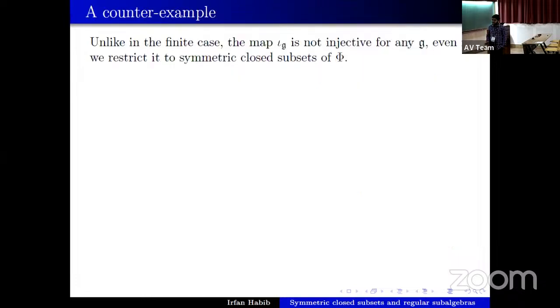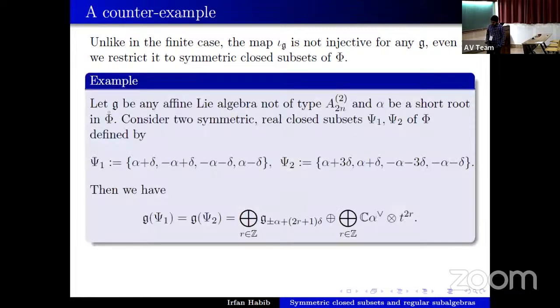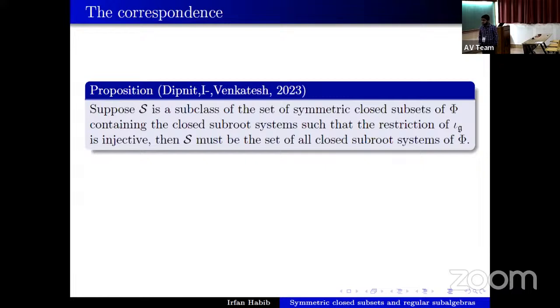We'll answer this question. First, unlike the finite case, the map is not injective even for any G. Here is an example. If you take any affine algebra which is not of type A2N2, and alpha is a short root, then you can define two symmetric closed subsets which generate the same regular subalgebra. So in particular, the map is not injective for any G.